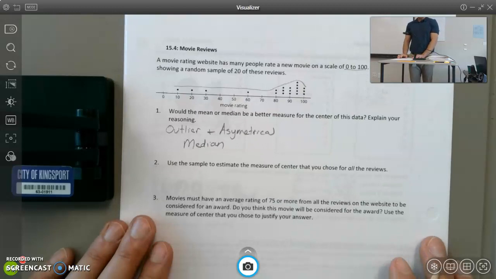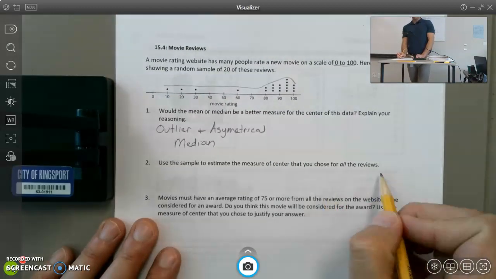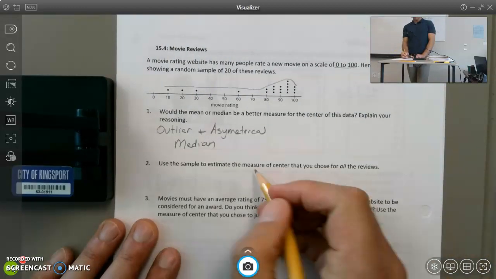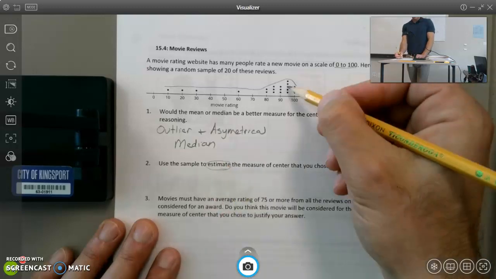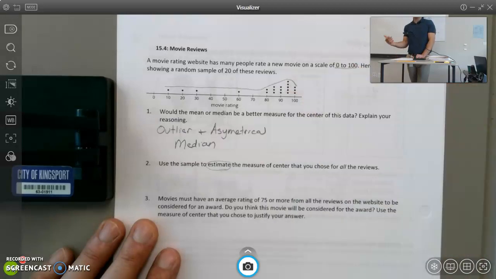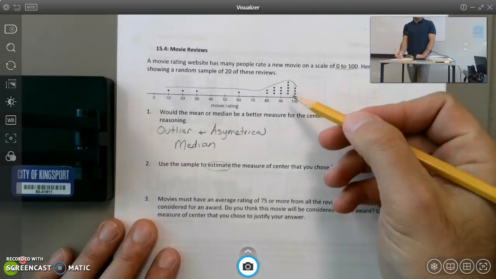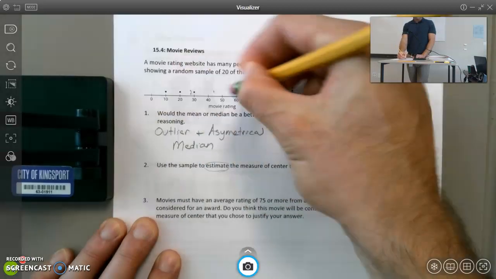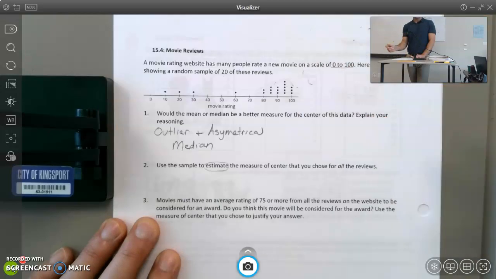So now we need to use the sample to estimate the measure of center that you chose for all the reviews. Now, when I read this question, it kind of throws me off because it says estimate. So I look at this and I'm like, oh, should I estimate? Should I look at this table and just estimate the median? And the answer is no. I will find the specific median for the data that I have, but that median is an estimate for all of the viewers. So I actually need to find the median.